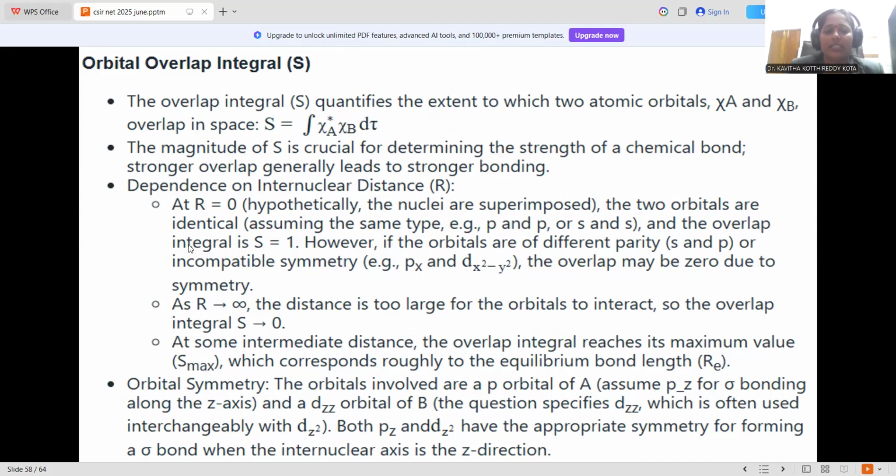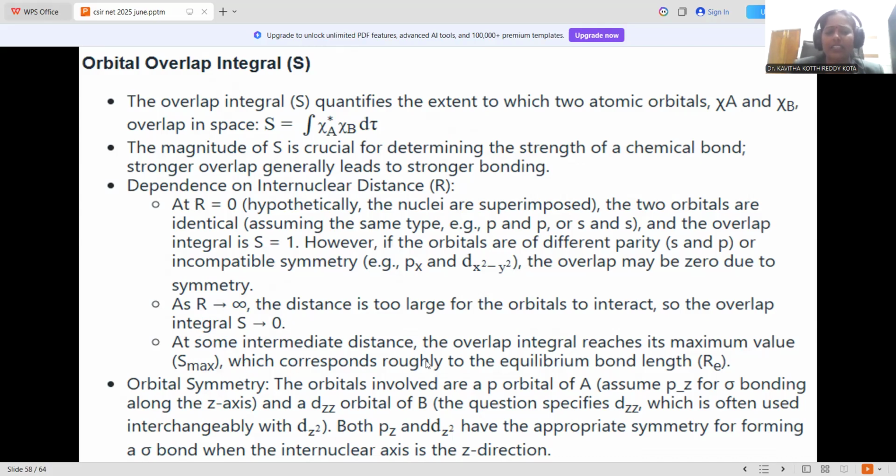Dependence on the internuclear distance: if R is equal to 0, hypothetically, the nuclei are superimposed. R equal to 0 means the two nuclei are closer to each other. At that condition, if the two orbitals are identical, the overlap integral S is equal to 1. However, if the orbitals have different parity or incompatible symmetry, the overlap may become 0 as well. So we have two possibilities at the R equal to 0 condition. If R is equal to infinity, the two atoms are far apart, infinite distance in between, so the overlap becomes 0 and the S value obviously becomes 0.